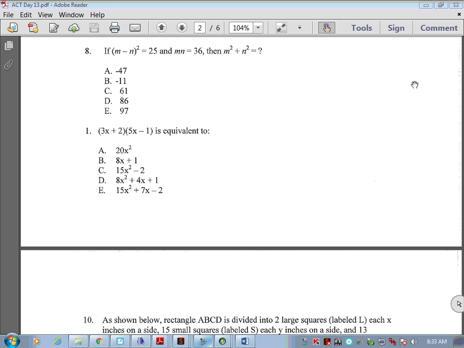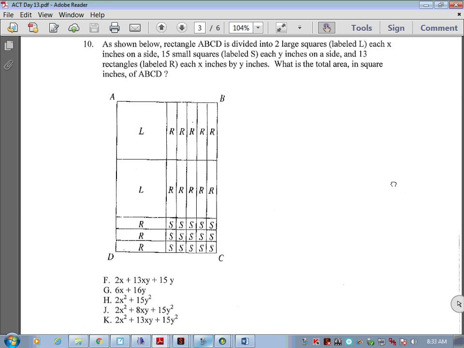Okay, 1. Nobody on 1. Okay, what about 10? Yeah. So this is basically what's the area, so we would need to find the length and the width. Okay, so L plus L is 2L, right? And R plus R plus R is 3R. So essentially my length is 2L plus 3R, right?